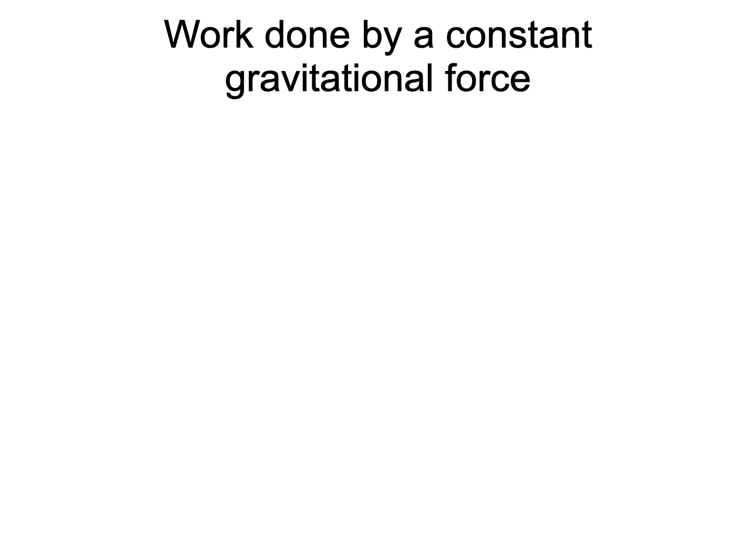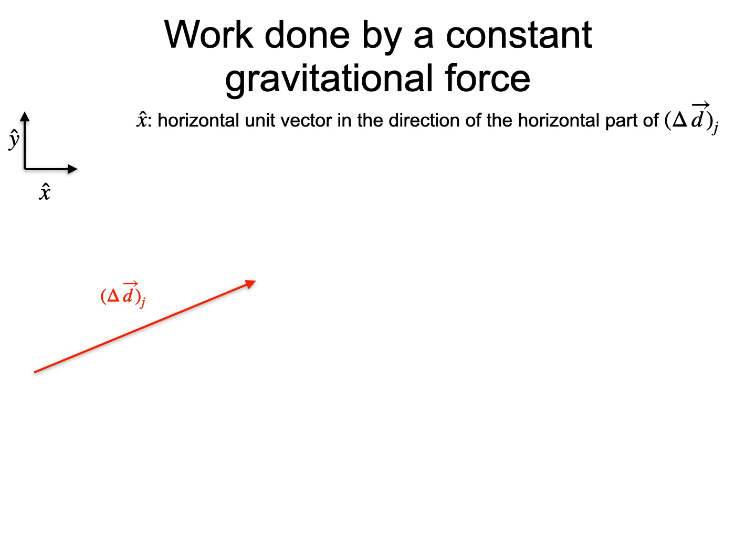Let us now zoom in onto one of these tiny vector displacements, Δd_j. We want to find an expression for the tiny amount of work the gravitational force does during this displacement. We will use this set of reference directions, where x hat is in the same direction as the horizontal part of the vector Δd_j, and the direction of y hat is upward. By creating a right-angled triangle where the magnitude of the vector Δd_j is equal to the hypotenuse, we can define the other sides in terms of the magnitude of the components of Δd_j.